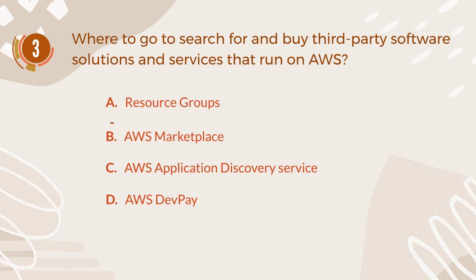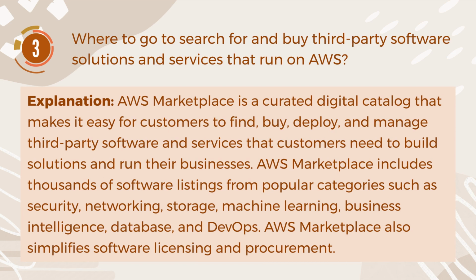The correct answer is B. AWS Marketplace. Explanation. AWS Marketplace is a curated digital catalog that makes it easy for customers to find, buy, deploy, and manage third-party software and services that customers need to build solutions and run their businesses. AWS Marketplace includes thousands of software listings from popular categories such as security, networking, storage, machine learning, business intelligence, database, and DevOps. AWS Marketplace also simplifies software licensing and procurement.